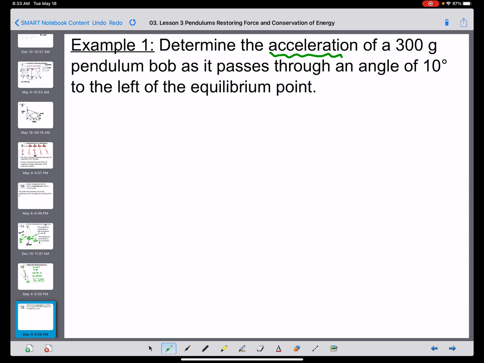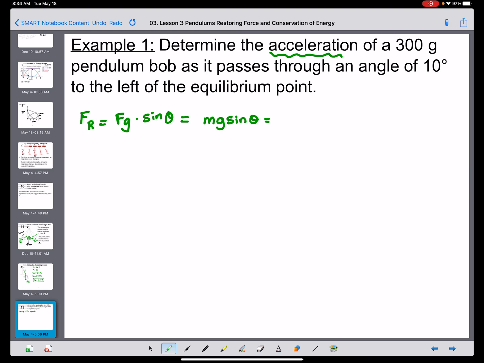So acceleration and force go together. If you're asked to find the speed of the pendulum, then you need to use energy. And that's what we'll do in tomorrow's lesson. We'll revisit the idea of energy and do some examples together. But here, because it asks me to find acceleration, I should use restoring force. So not doing anything to do with energy here. So I know that the restoring force is Fg sine theta. This is going to be the same thing as mg sine theta because Fg is equal to mg.